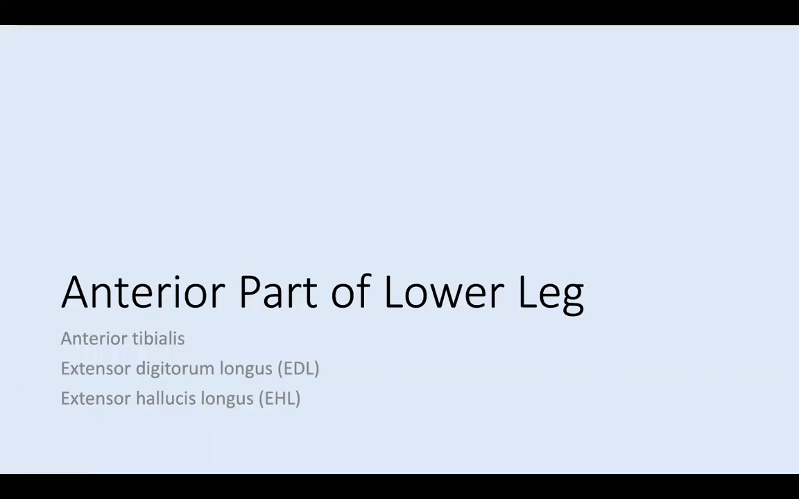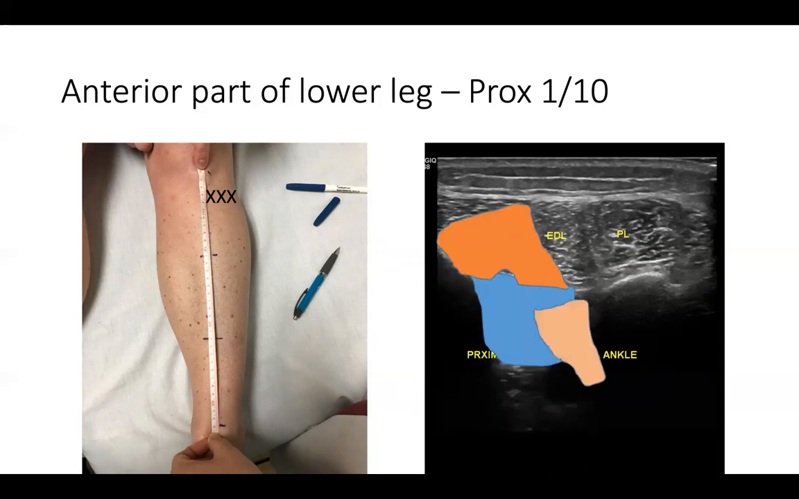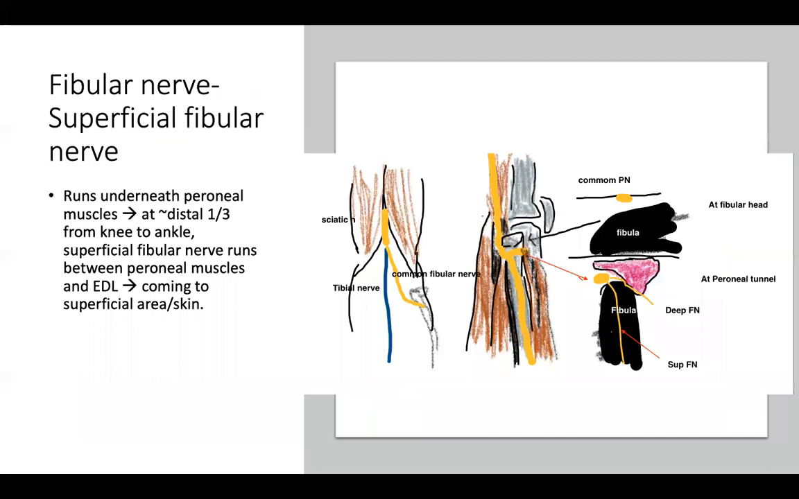Anterior part of the lower limb. Now this is the tibial tubercle. I draw the line from the tibial tubercle to the ankle, about 1/10 of the distance from the knee. If you scan here, you can see the tibial side here, anterior tibialis, extensor digitorum longus, peroneus longus. You don't have extensor hallucis longus yet. And then the anterior interosseous membrane and posterior tibialis. Posterior tib, anterior tib, EDL, peroneus longus.